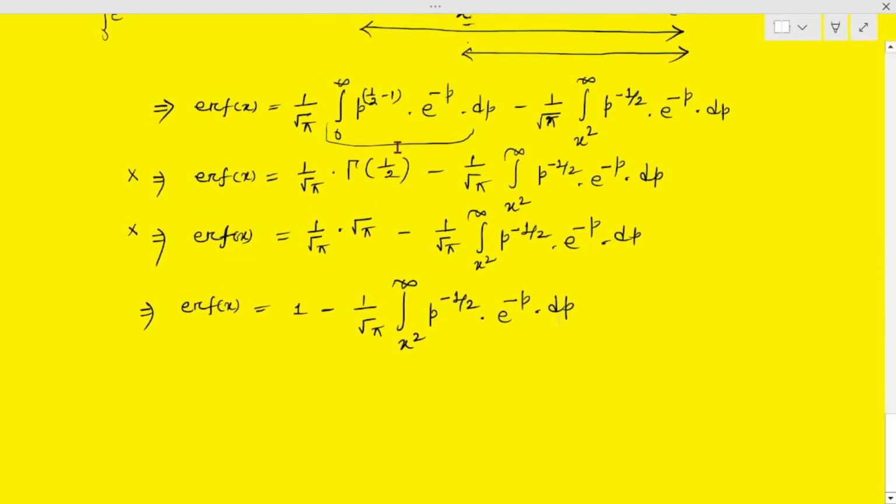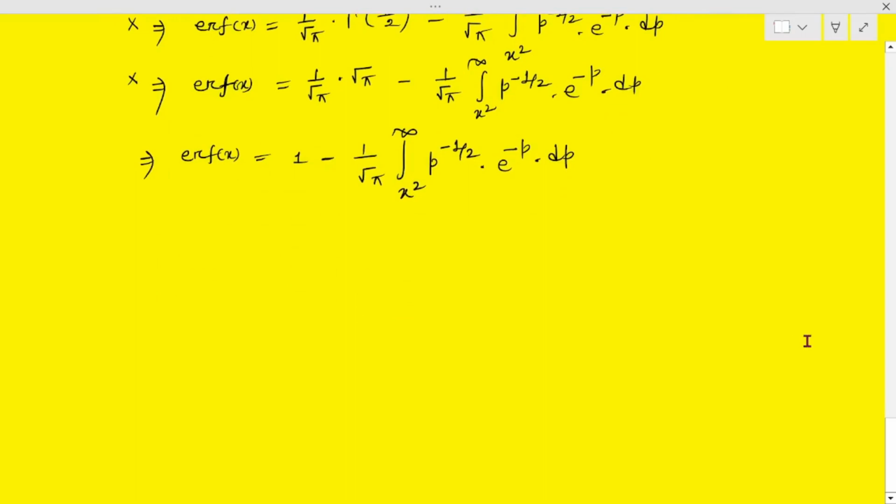Okay, we are going to just rearrange it in the form of the complementary error function. For that what we have to do here: put p equal to u square. Okay, so this dp will be equal to how much? 2u into du, right?